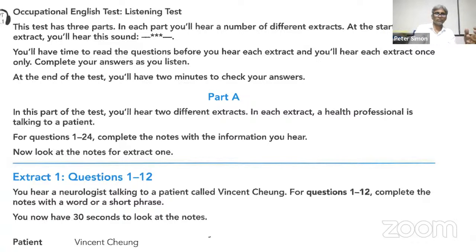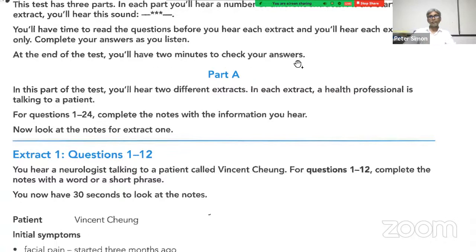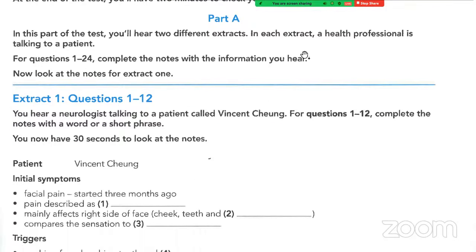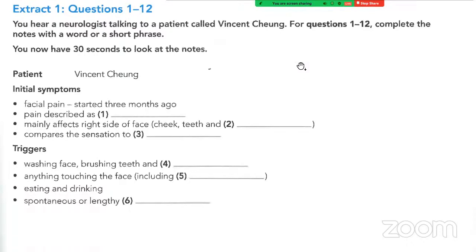You'll hear each extract one time only. Is talking to a patient. For questions 1 to 24, complete the notes with the information you hear. Now look at the notes for extract 1. Extract 1, questions 1 to 12. You hear a neurologist talking to a patient called Vincent Cheung. For questions 1 to 12, complete the notes with a word or short phrase. You now have 30 seconds to look at the notes.